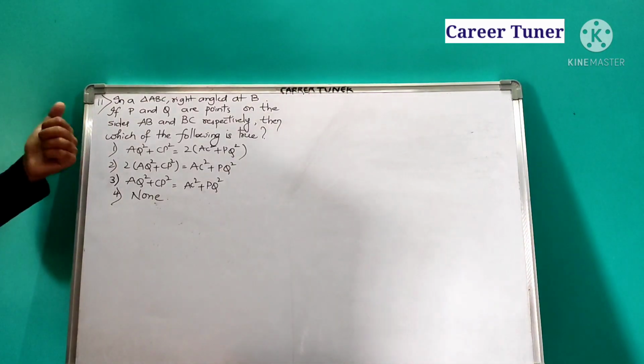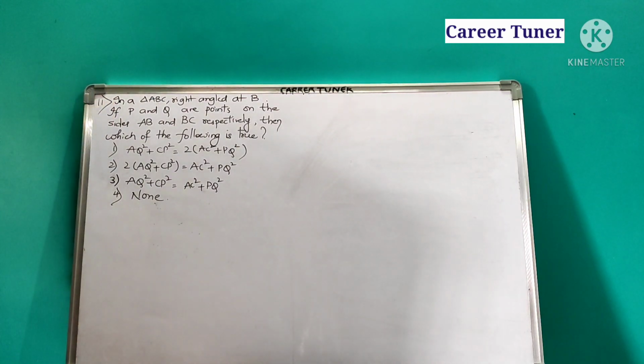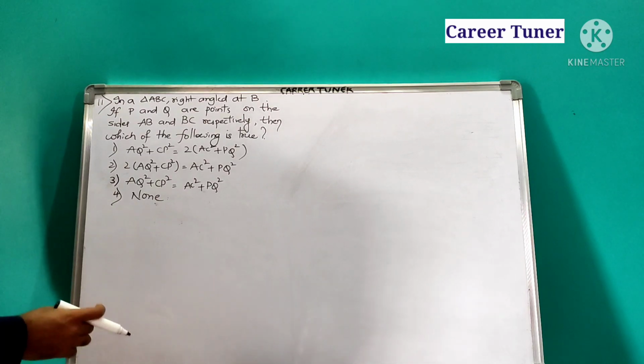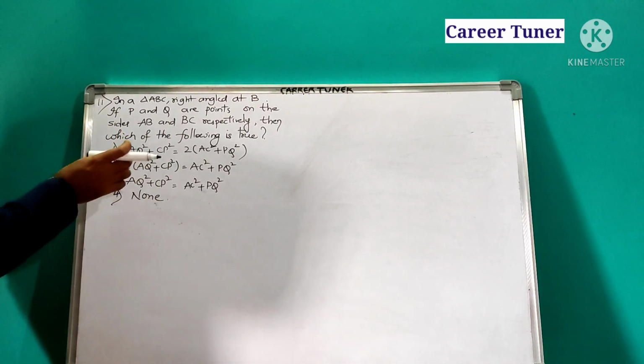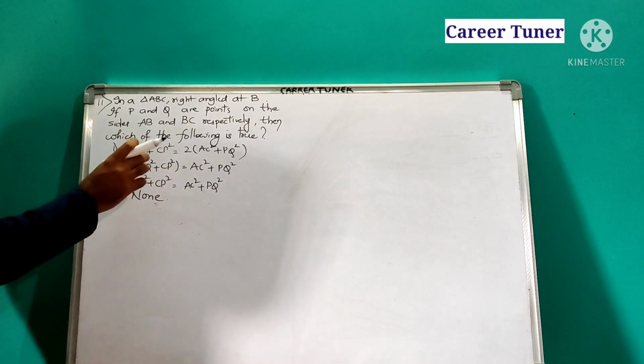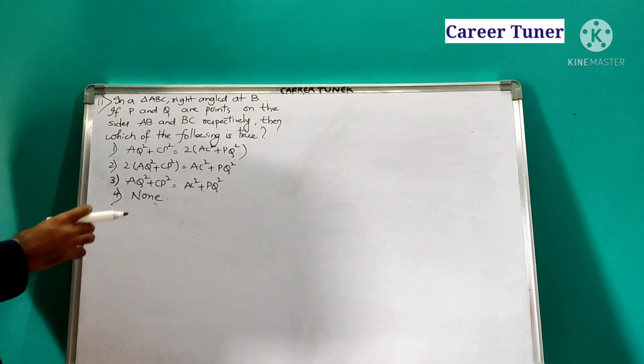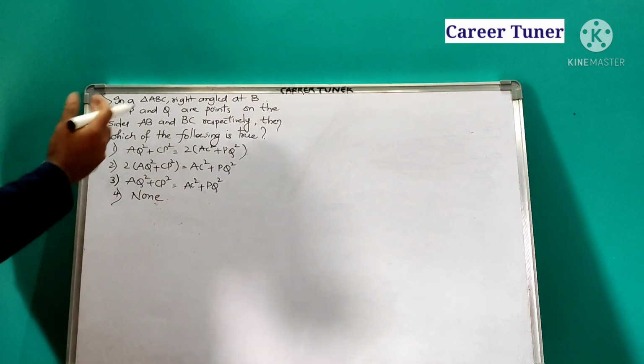Our next question, 11th one. In a triangle ABC right angled at B, if P and Q are points on the sides AB and BC respectively, then which of the following statements is true? If you observe all the options, we have AQ square and CP square equal to some value. So let us find AQ square and CP square from the diagram.